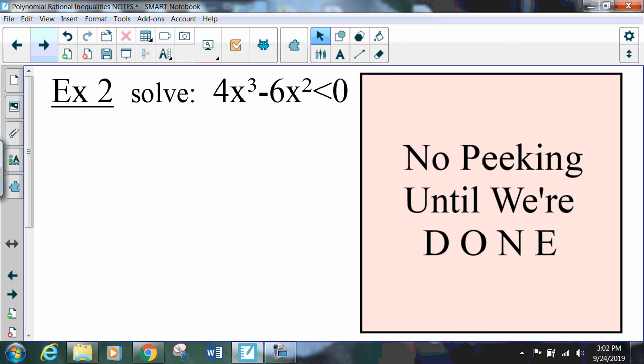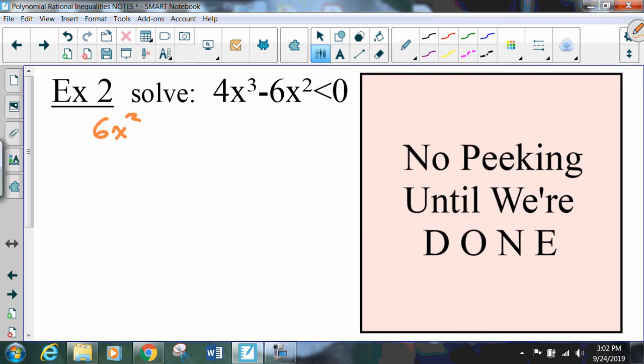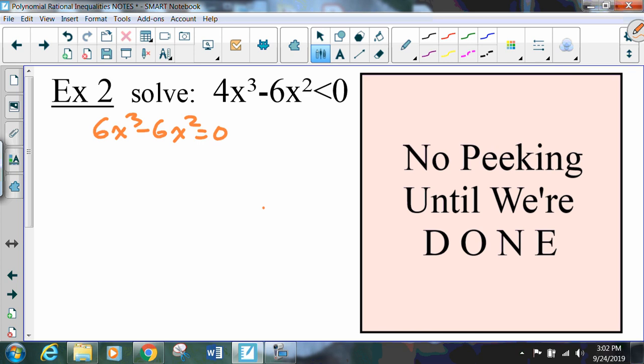All right, this is example 2. So here we go. We're going to do the same thing. We're going to say, look, inequalities, they're a bit messy, right? So we're going to go ahead and make it into an equation. We're going to set it equal to 0 so we have some place to start. Makes sense, right? And so let's go ahead and factor out, how about a 6x squared?